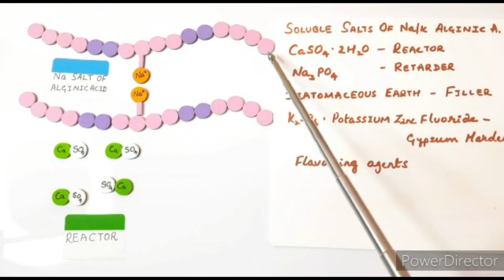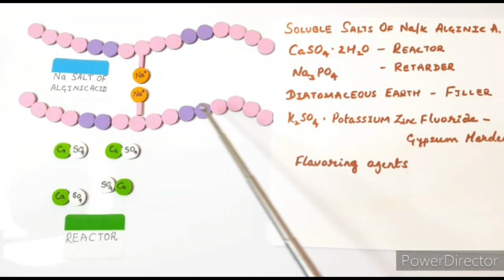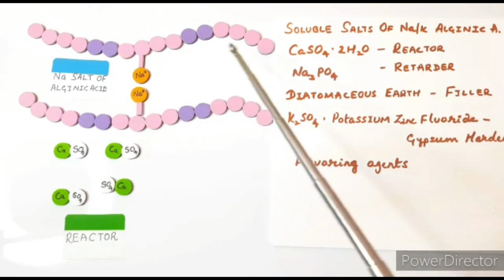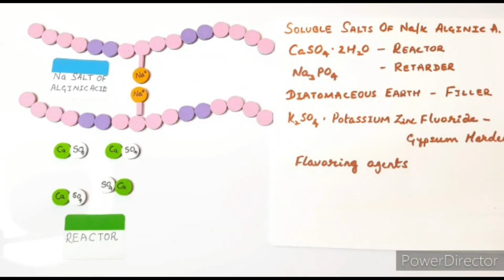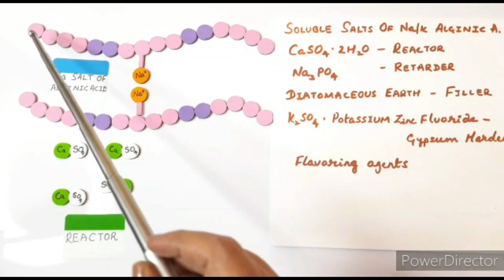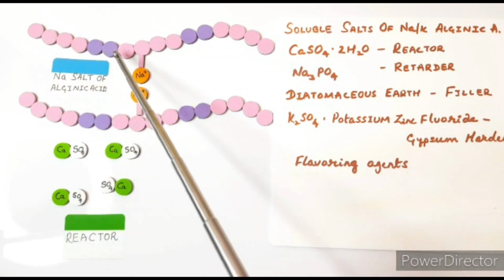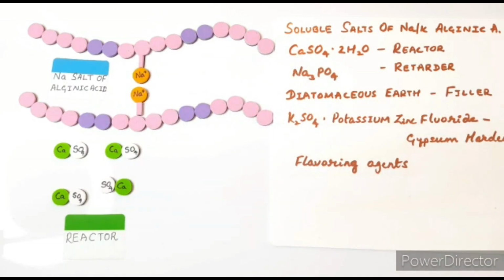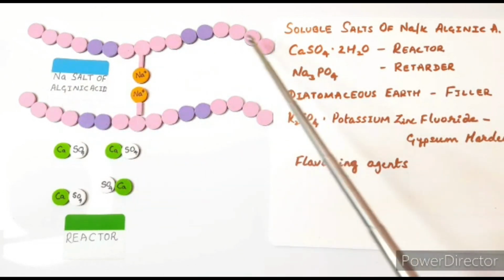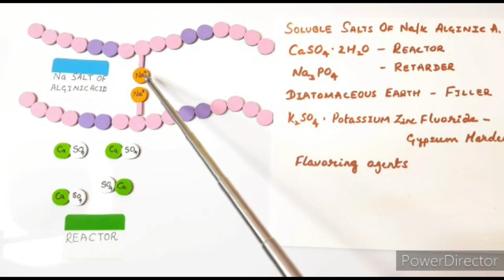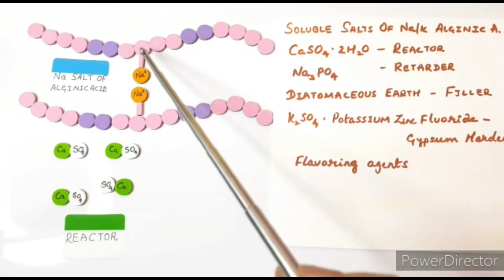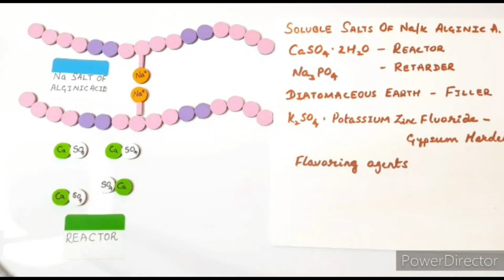This is one chain of alginic acid. This is another chain of alginic acid. Alginic acid is nothing but an organic polymer. In fact, it's a copolymer of mannuronic acid and guluronic acid, and this is obtained from a marine plant. And this particular alginic acid that we have represented here is a sodium salt of alginic acid. So you can see the presence of a group of sodium as a pendant group here.